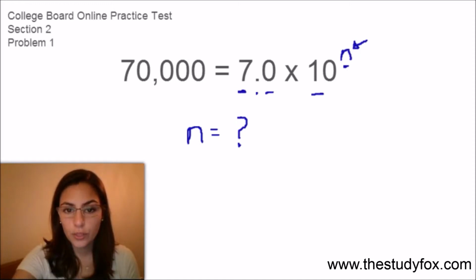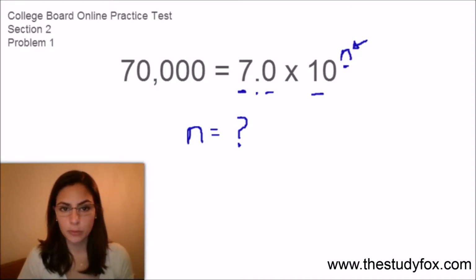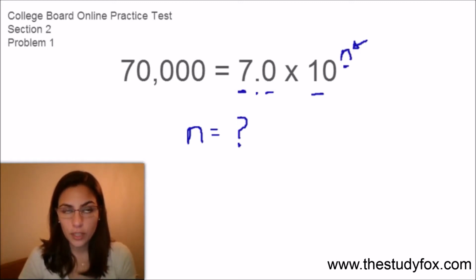Alright, so what the 10 is telling you is that you have to move the decimal place. That's it. Because if you think about it, if you have 70 and you divide by 10, you just have to move the decimal place once and you'll get to 7. If you have 70 and you multiply by 10, you just have to move the decimal place once and you get to 700. So 10 means move the decimal place.